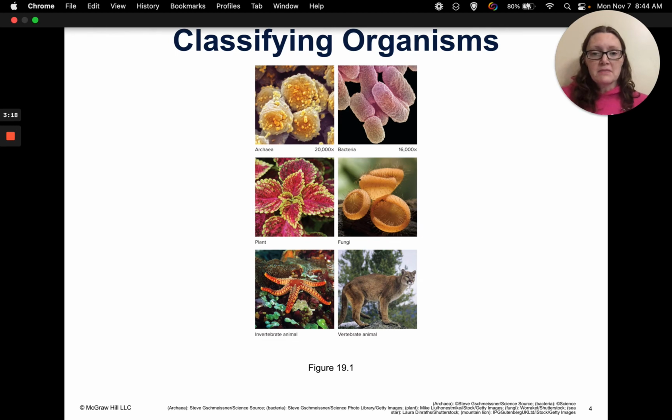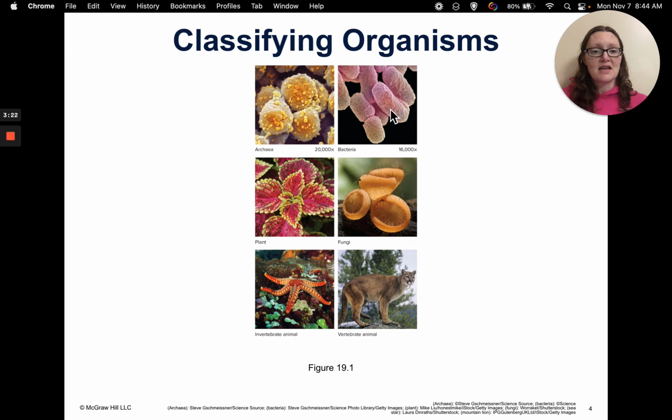So here are just some examples of different types of organisms, and everything has a common name and a scientific name. We are humans, and that's our common name, but our scientific name is Homo sapiens. So again, just clarifying that and making that distinction.